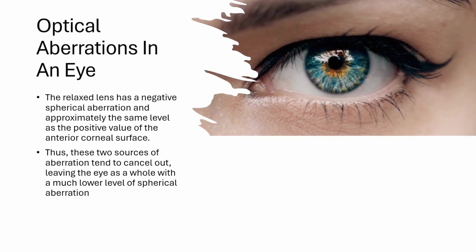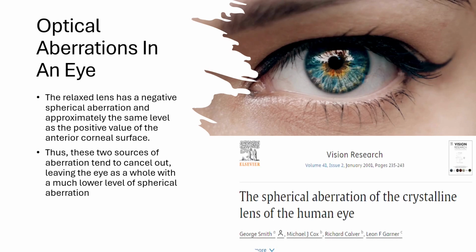So starting with the very basics, it is a known fact that the crystalline lens has negative spherical aberration and the cornea has positive spherical aberration, and they tend to cancel each other out so that we are left with a very minimal amount of spherical aberration. Now before embarking on how this can be minimized in our intraocular lenses, which are implanted after cataract surgery, we should understand what spherical aberration is.